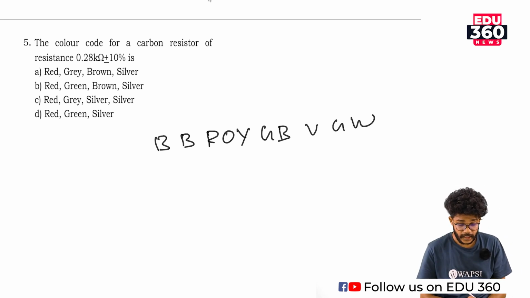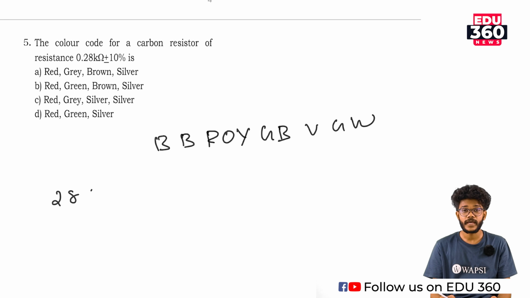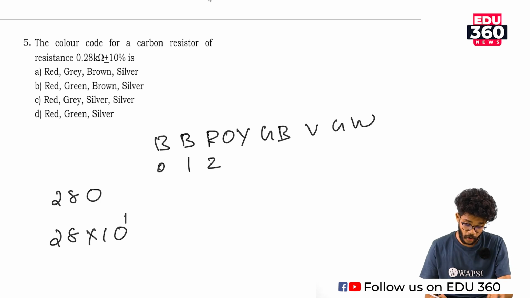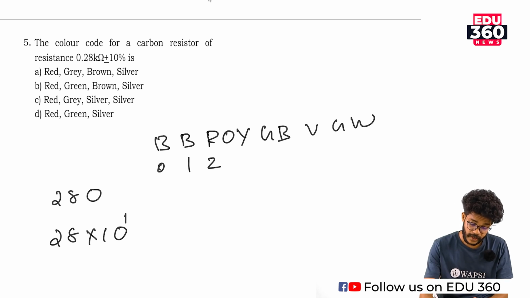Okay, and they are giving 0.28 kilo. What is 0.28 kilo? 1 kilo means 10 raised to 3. 0.28 into 10 raised to 3 is nothing but 280. That means 28 into 10. So the power is 1. So the first one will be 0, 1, 2. First one will be red. Okay, all options have the first one as red. And the second will be 8, 0, 3, 4, 5, 6, 7, 8.